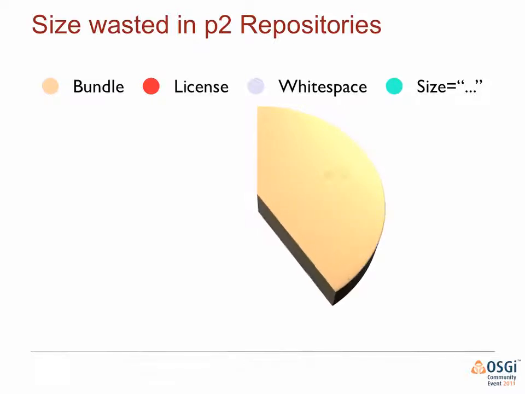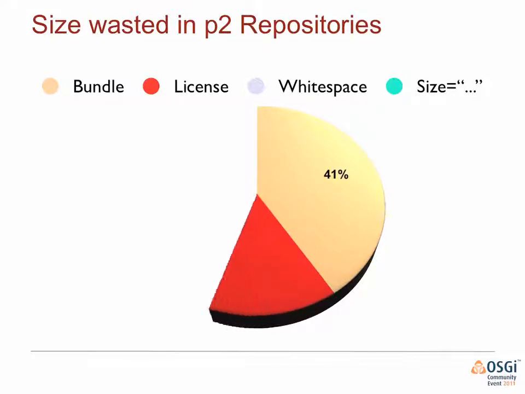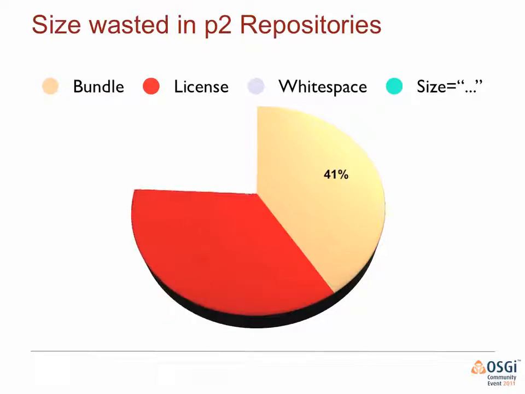The actual useful data that's stored in a P2 repository is just over 40%, 2/5 of the content of that. A significant chunk, almost as much as the useful data, is then repeated copies of the Eclipse Public License. Then there's unnecessary whitespace, which doesn't make any difference to the code but does slow it down. And then finally, there's repeated uses of telling XML how many elements it's got in there.